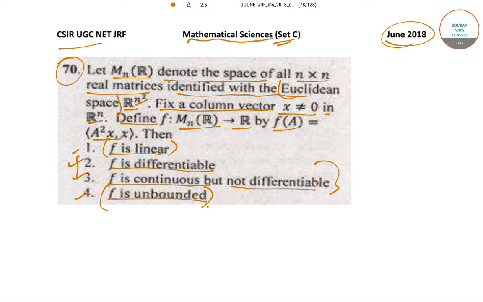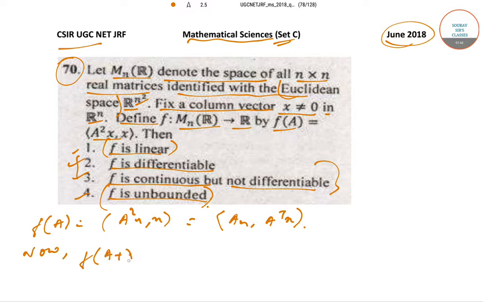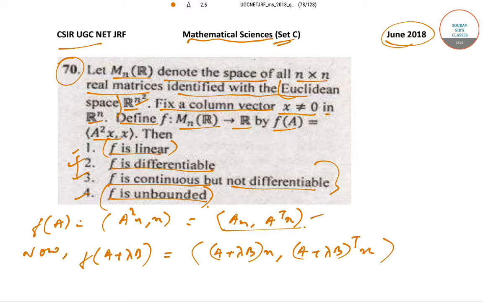Now we have been given that f of a is inner product of a squared x and x. So we can write that f of a is equal to inner product of a squared x comma x, which is nothing but ax comma a transpose x. This is what we know. Now let us find out f of a plus lambda b. So this will be equal to inner product of a plus lambda b x comma a plus lambda b transpose into x. This comes from this very part.